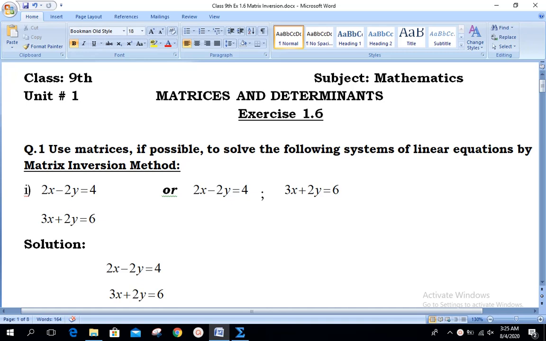Viewers, our today's lesson is related to class 9th, unit number 1, matrices and determinants. We are continuing the same exercise 1.6. Question number 1. The statement is: use matrices, if possible, to solve the following systems of linear equations by matrix inversion method. Viewers, this is the method in our today's topic.